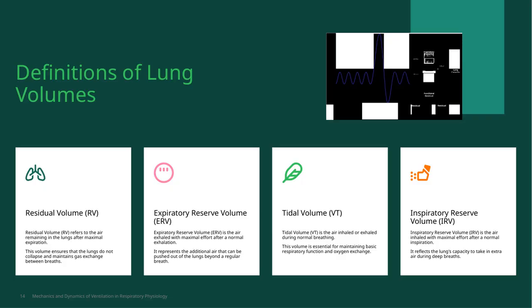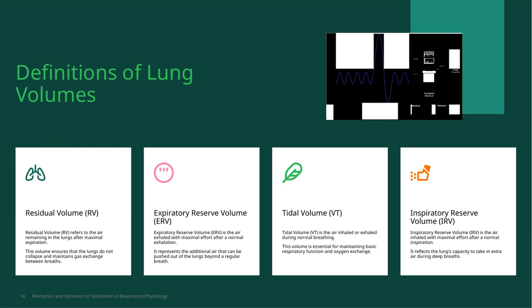Now, let's talk about residual volume, or RV. This is the amount of air that remains in the lungs even after we breathe out as much as possible. It's an important volume because it helps prevent the lungs from collapsing and ensures that gas exchange can continue smoothly between breaths.